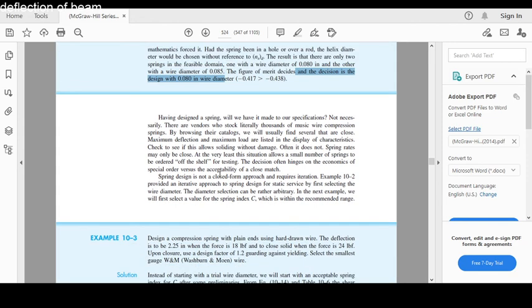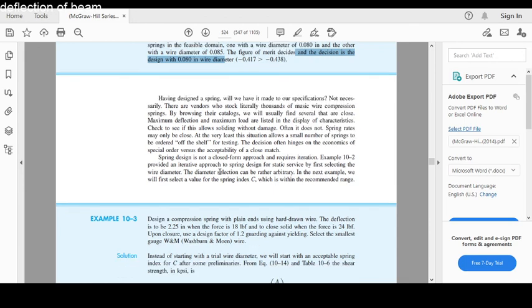Having designed a spring, we will have it made to our specification. Not necessary. The vendors stock literally thousands of music wire compression springs. By browsing their catalog, you will find several that are close to the maximum deflection. Maximum deflection characteristics are listed. Check to see if this allows solid height without damage. Often it does not. Spring rate may only be close. At the very least, this situation allows a small number of springs to be ordered off the shelf for testing. The decision often hinges on the economics of special order versus capability of a close match.